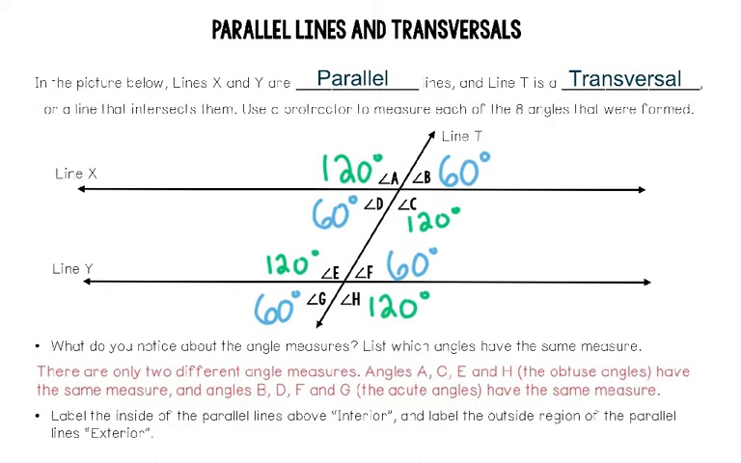So the cool thing about a transversal cutting through these parallel lines is that there will always only be 2 angle measurements. There will only be 2 numbers that you'll need to use. You just have to figure out where to put them.